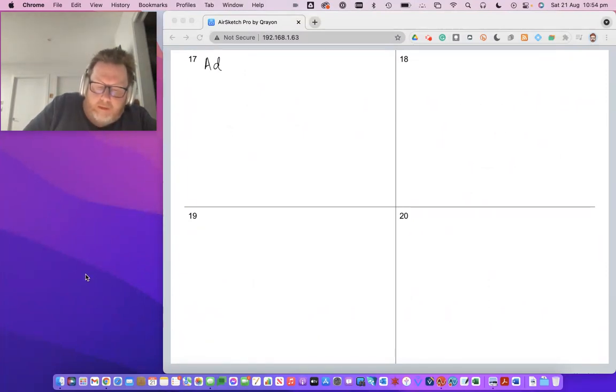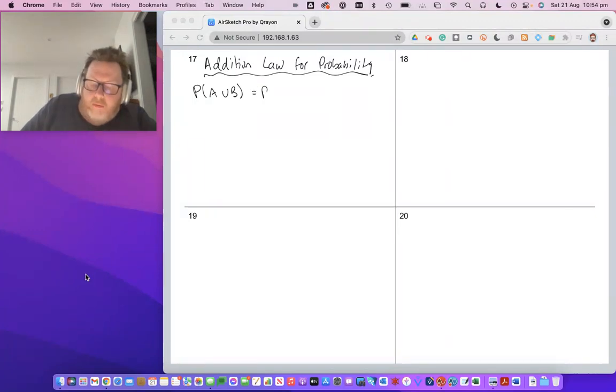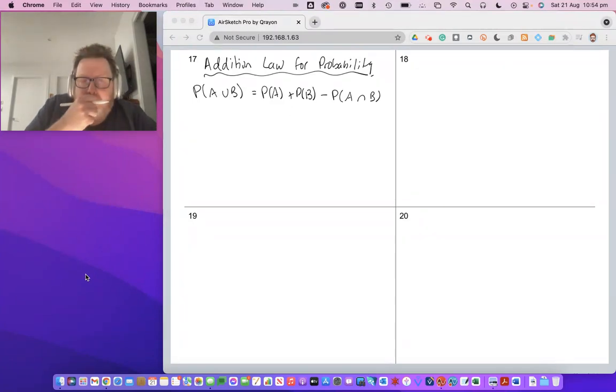the addition law for probability, which is that the probability of A union B must be equal to the probability of A plus the probability of B, but then we have to subtract the probability of A intersect B. Okay, so from a Venn diagram, I hope that makes sense.